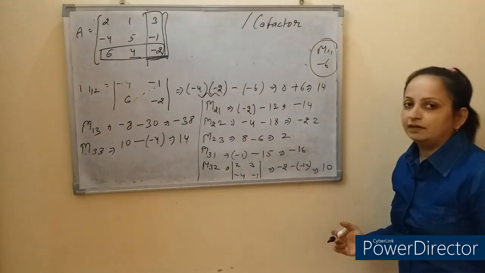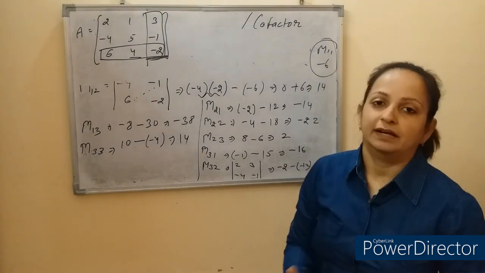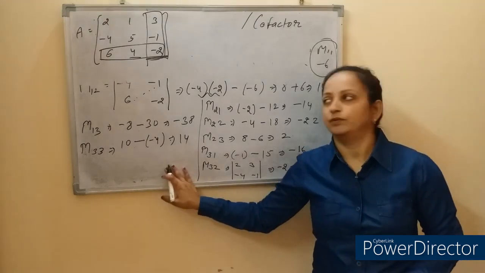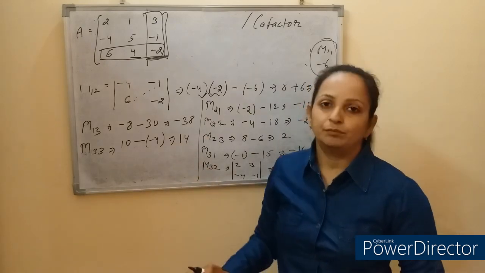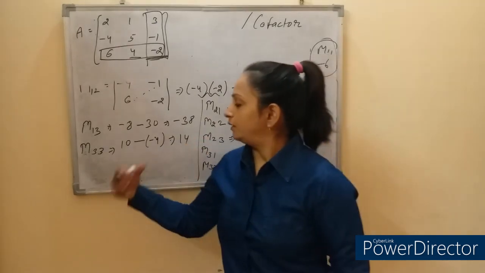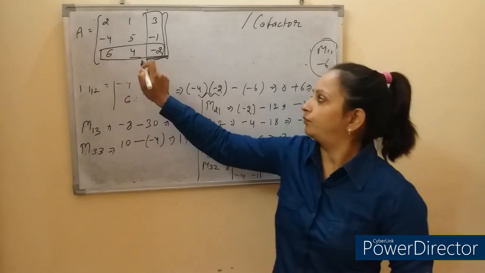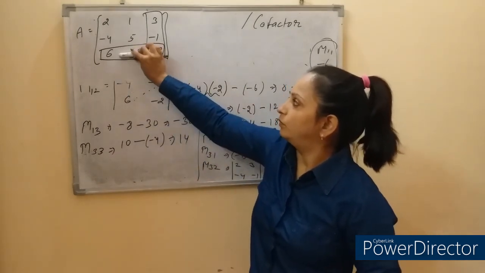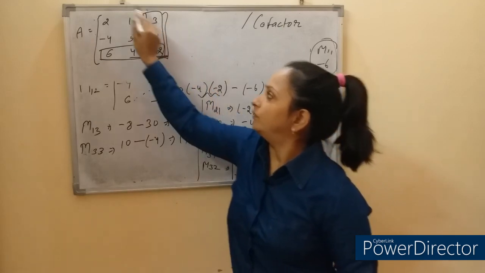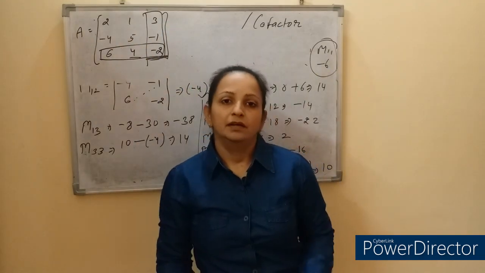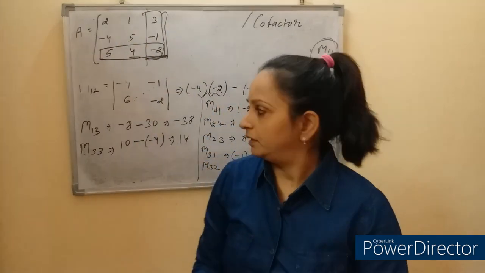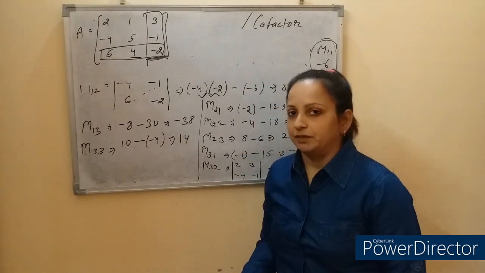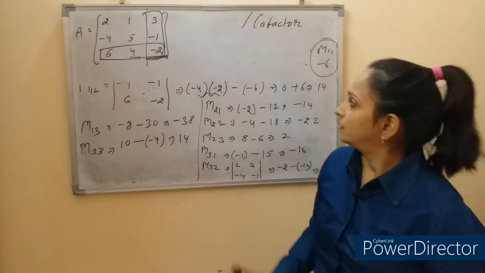So this is a procedure to find the minors. I think the concept is clear till now, how we can find the minor. Very simple procedure. If you want to find a minor of maybe this element or this element, just eliminate the row, eliminate the column and find the determinant of the remaining matrix. Okay, so in this way you will get the minor of that particular element. So I think minors are clear now.